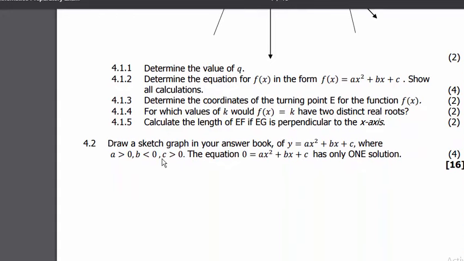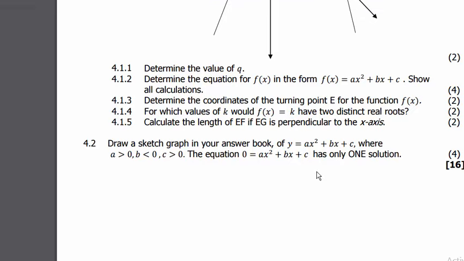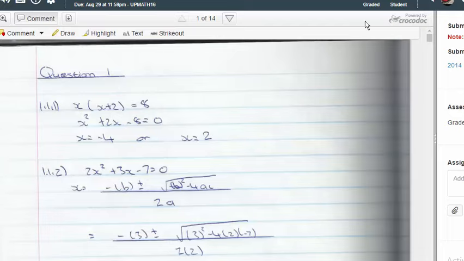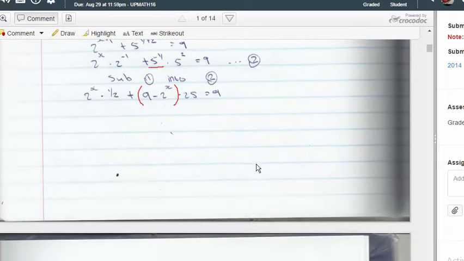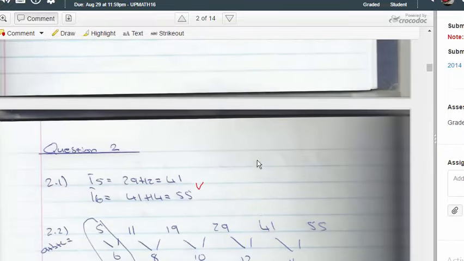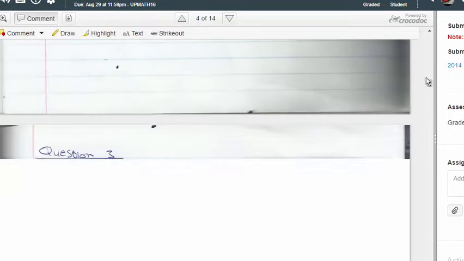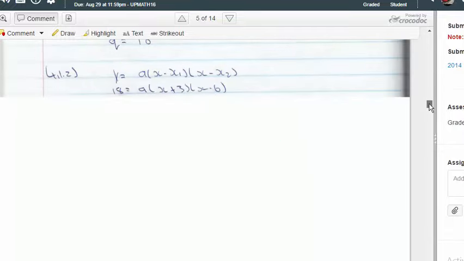Draw the sketch of a graph in your answer book with the following, where a is bigger than 0, b is smaller than 0, and c is greater than 0. The equation has only one solution. What a cool question. I love this question. Okay, so it's a problem solving question. Let's see what the student did.